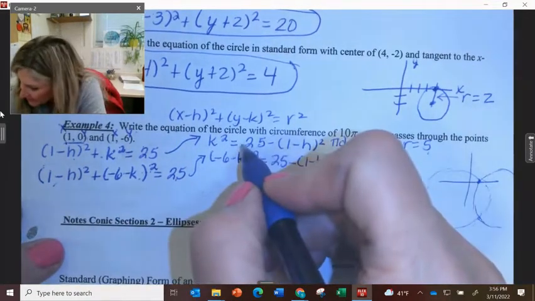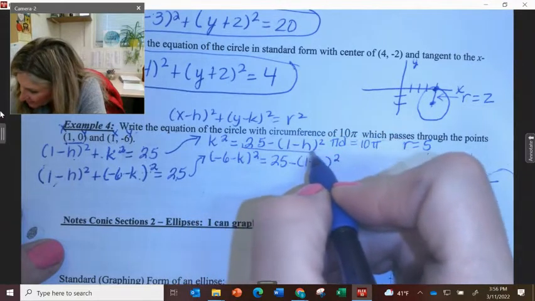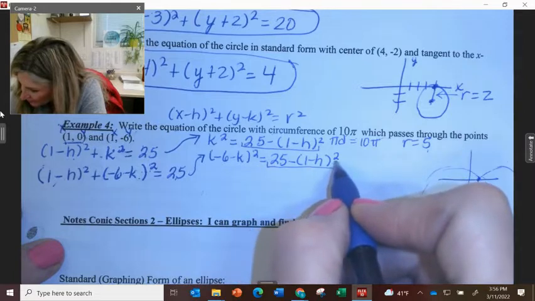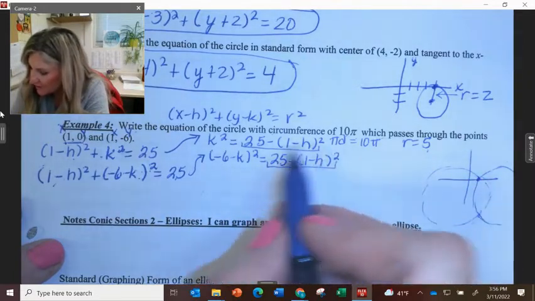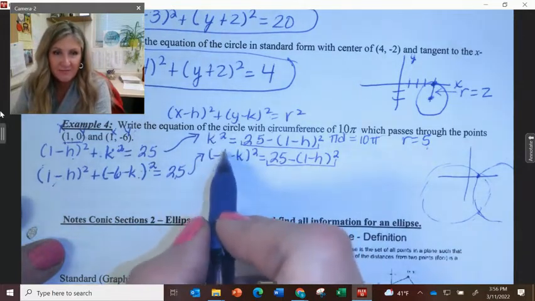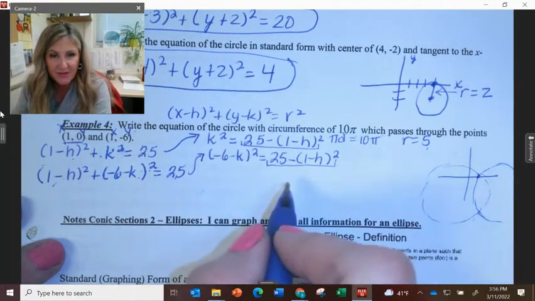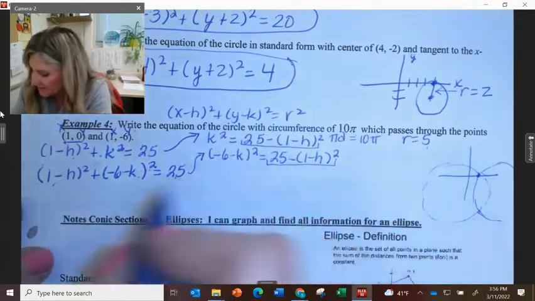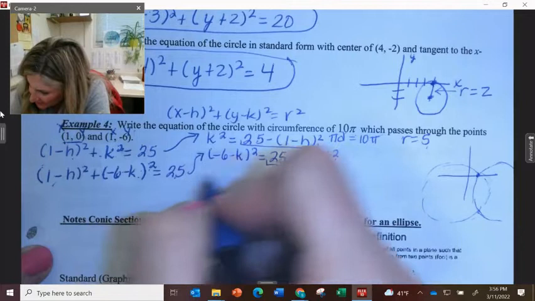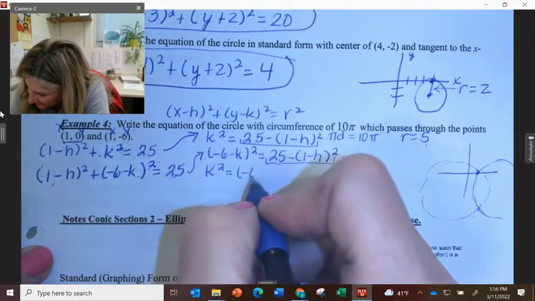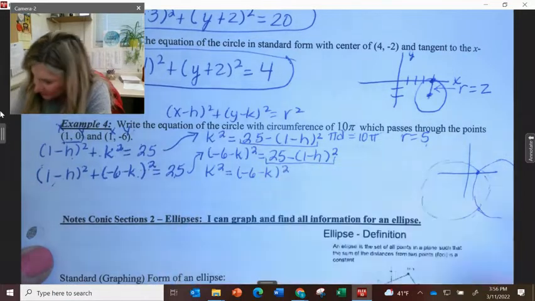Now look what I've got. I'm saying 25 minus (1 minus h) squared equals k squared, and 25 minus (1 minus h) squared also equals this. So what has to be true of these two things? They have to be equal to each other, don't they? If we can solve that, then we can figure out the answer. So let's try it. We're going to have k squared equals (negative 6 minus k) squared.